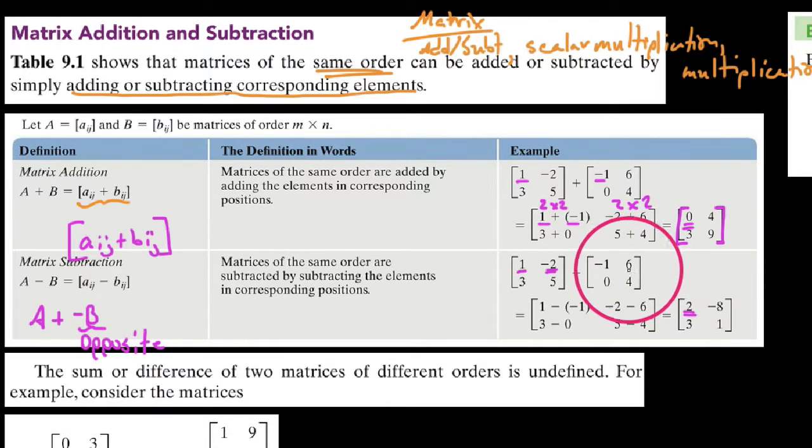We would subtract off the positive 6 over here. Negative 2 minus 6, okay, we get a negative 8. 3 minus 0, we get a 3. And then 5 minus this 4 here, 5 minus 4, we get a 1. So here would be our difference. So we have a sum and a difference.